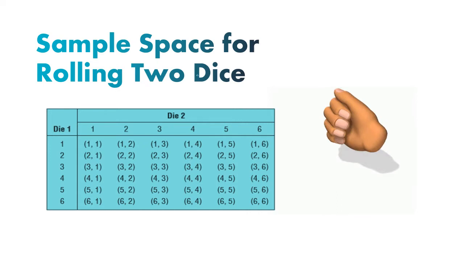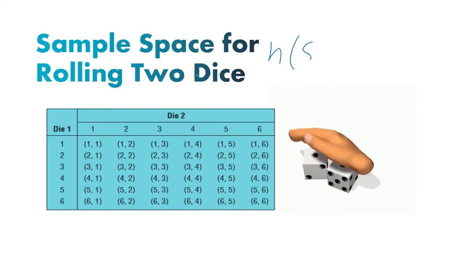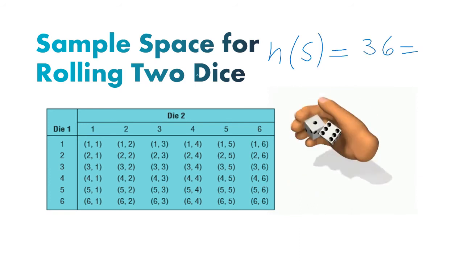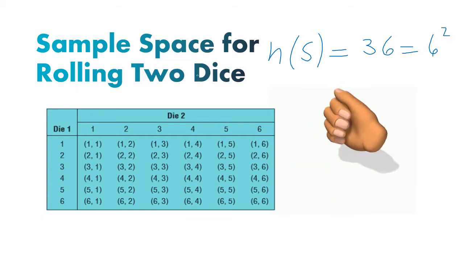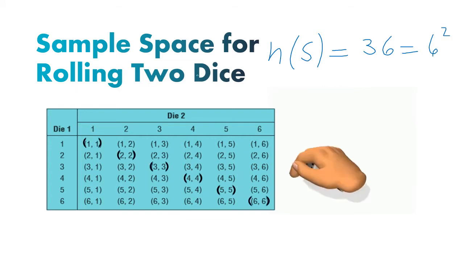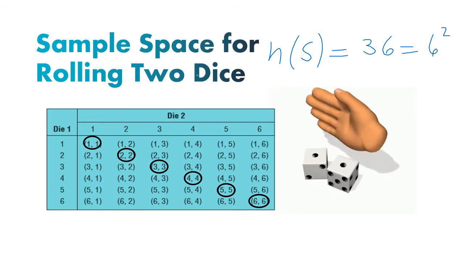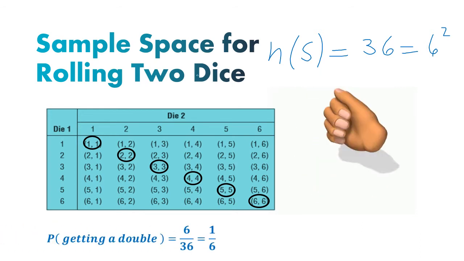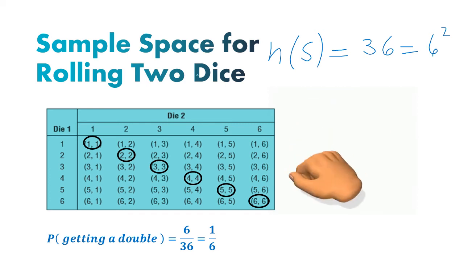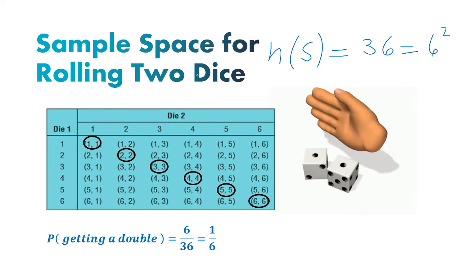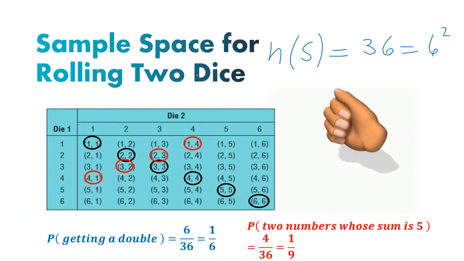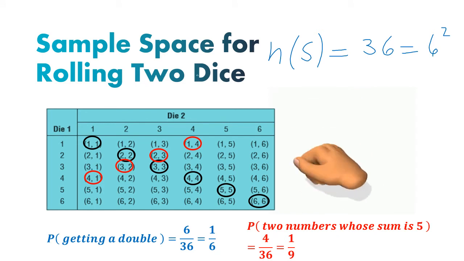This is the sample space for rolling 2 dice. So the number of outcomes in our sample space is 36, which is the same as 6 to the power 2. So what's the probability of getting doubles? It's going to be 6 out of 36. So that's 1 over 6. What's the probability of getting a sum of 5? That's 4 out of 36, 1 over 9.